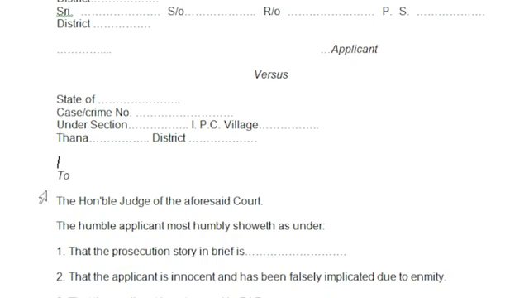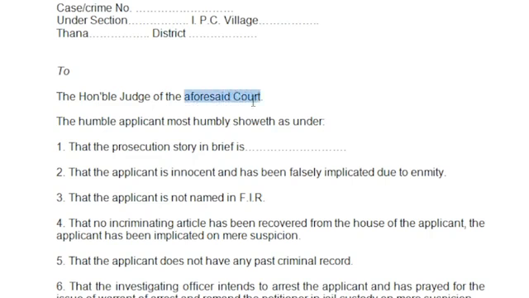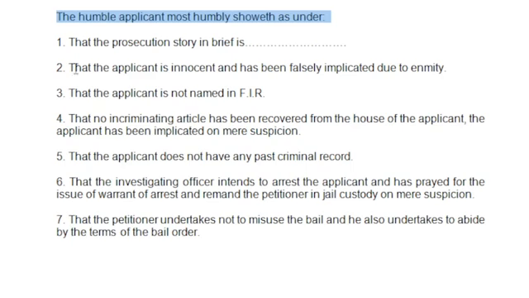After that you have to mention "to the honorable judge of aforesaid court." You can also mention the name of the court. If you are applying before the High Court, you can mention the High Court. If you are applying for anticipatory bail before the Court of Session, you can also mention that. Then you have to mention the points on which you are claiming your anticipatory bail. So these are the points.